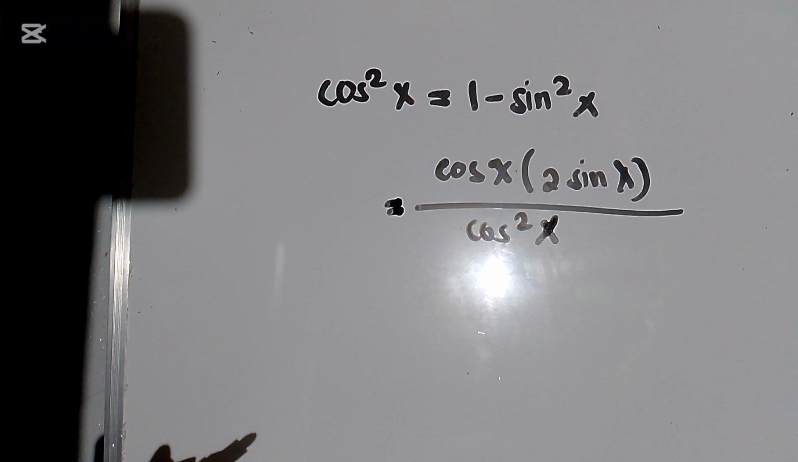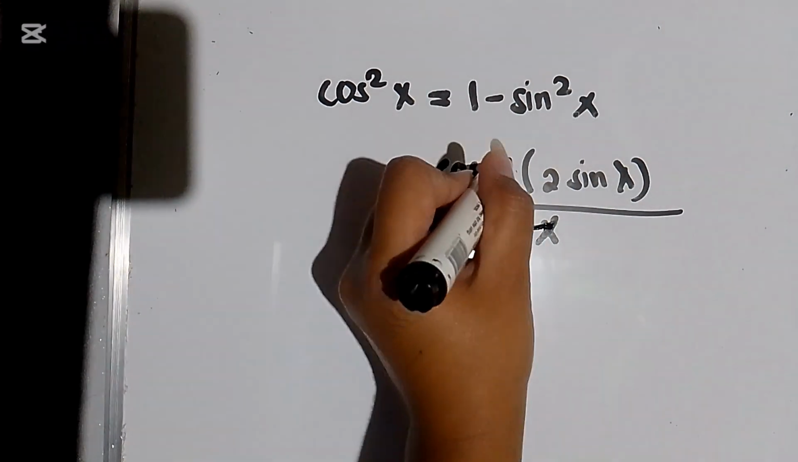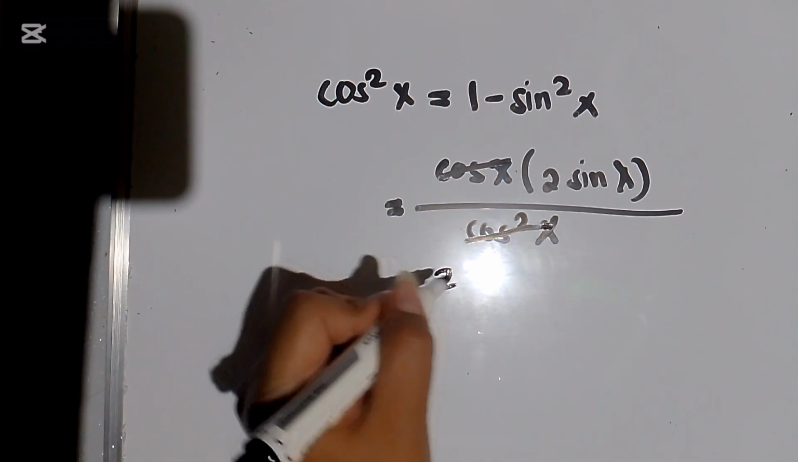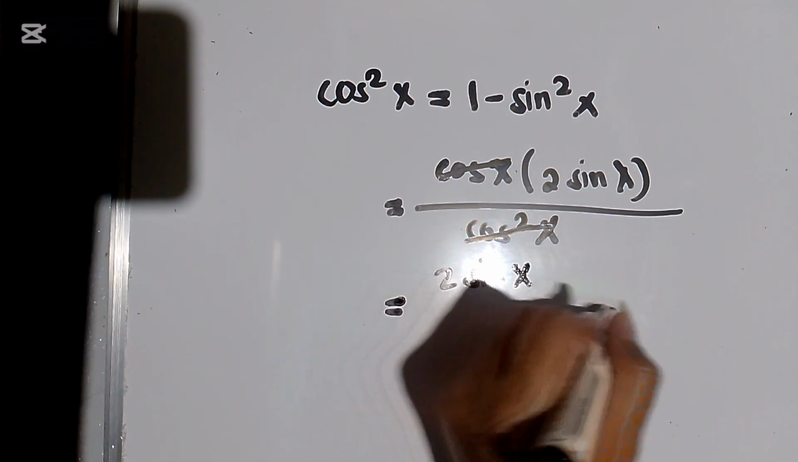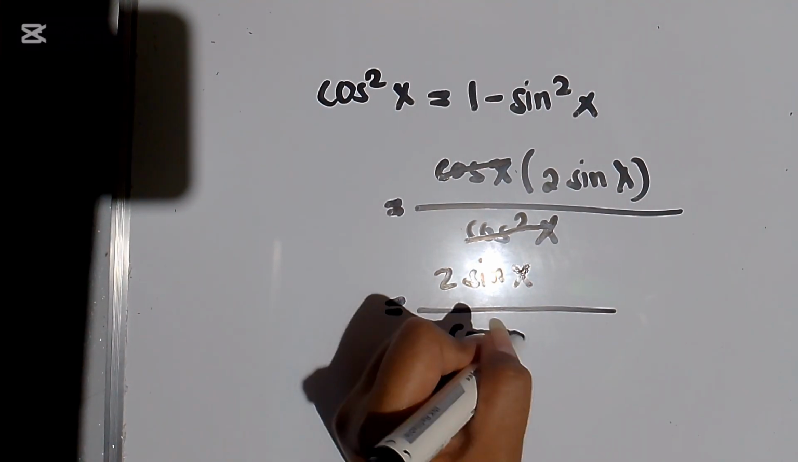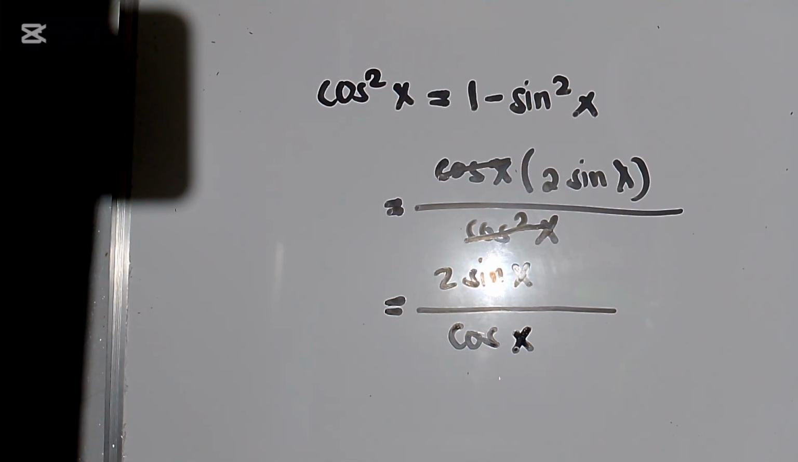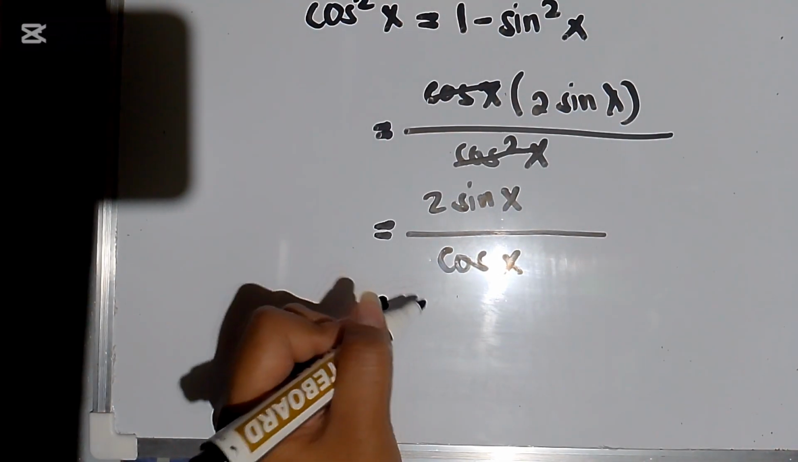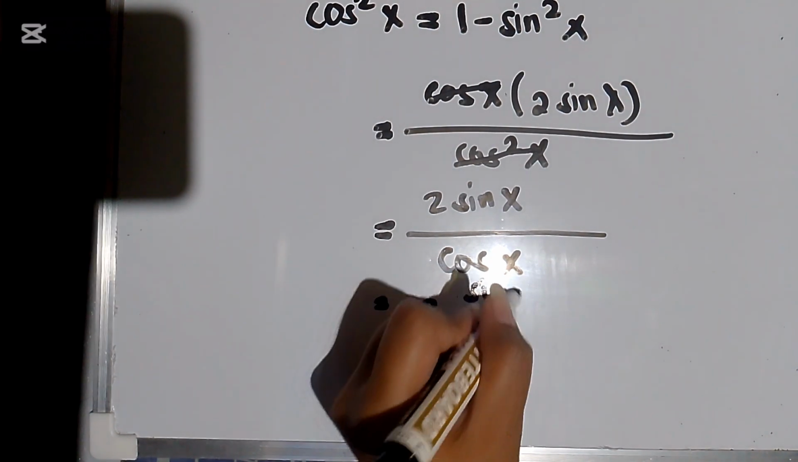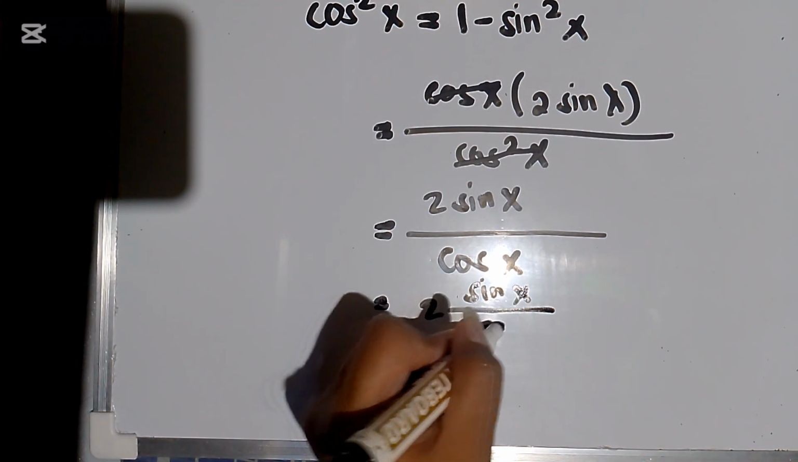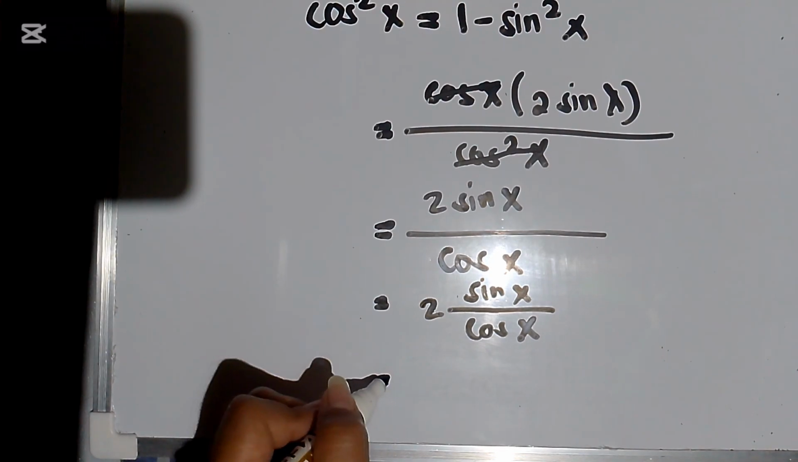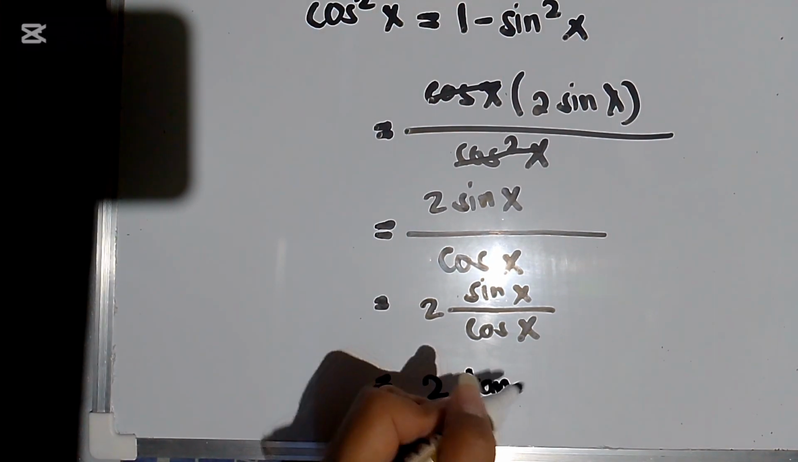Now, let's cancel out the numerator and denominator, this and this. It's going to be 2 sin x over cos x. Next, break it down into two fractions. So it's going to be equal to 2 times sin x over cos x. Since sin x over cos x is the same as tan x, the final answer is 2 tan x.